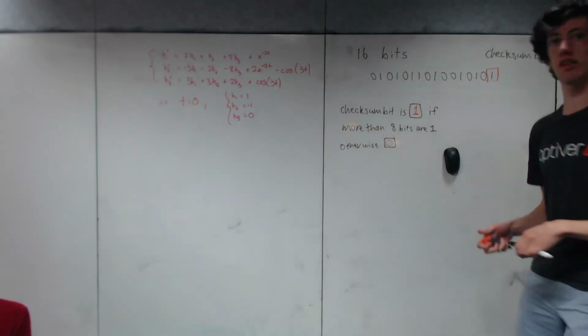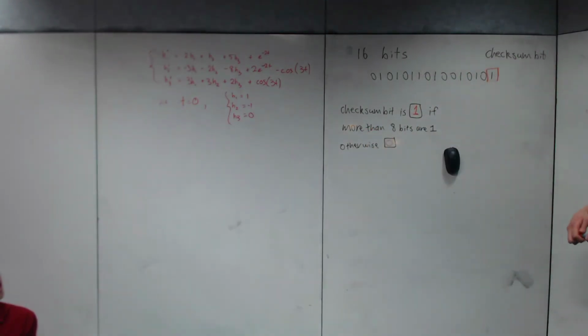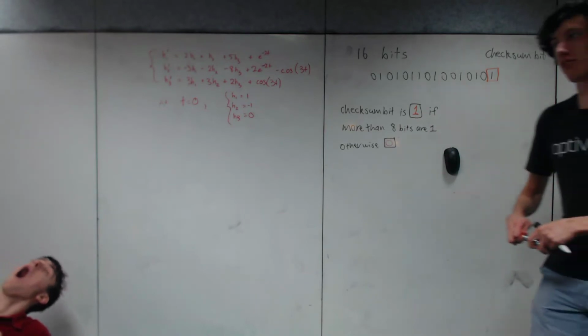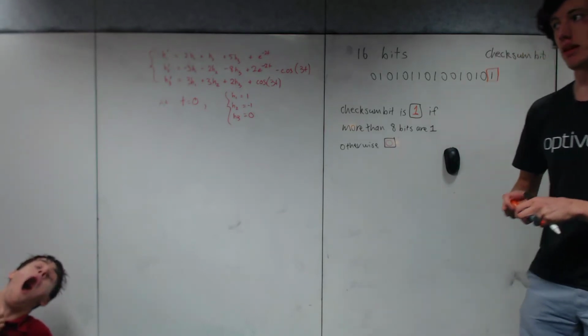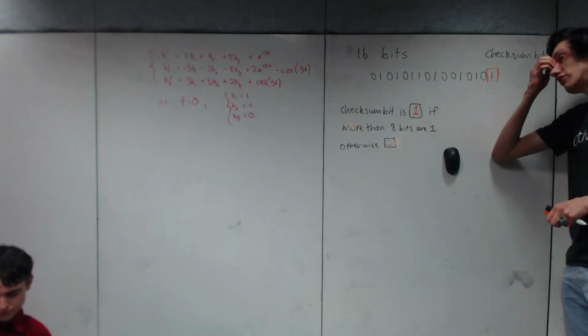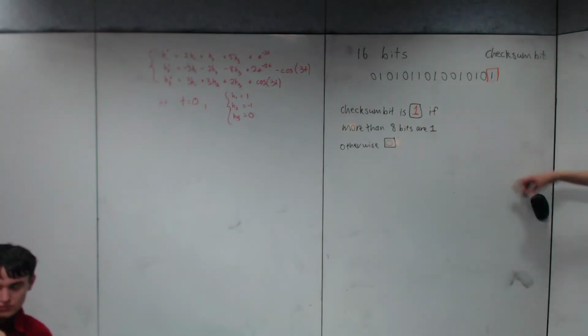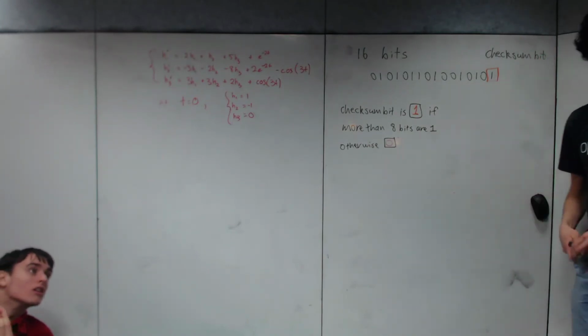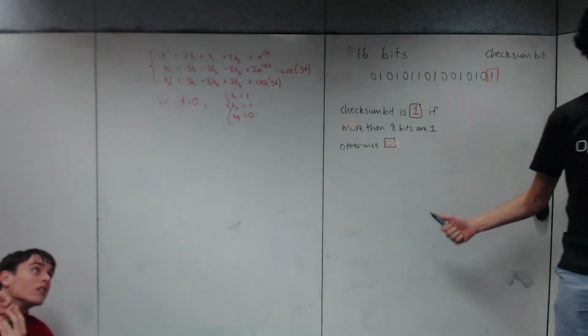Okay, so this is the last question of the mid-sem. You are asked to write a function which takes a 16-bit input, so a half word, and checks using this checksum scheme here whether or not the data is correct.